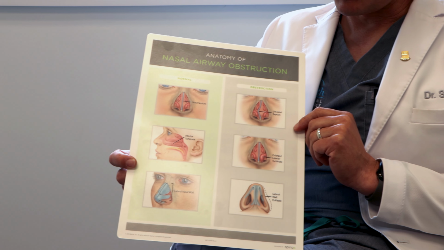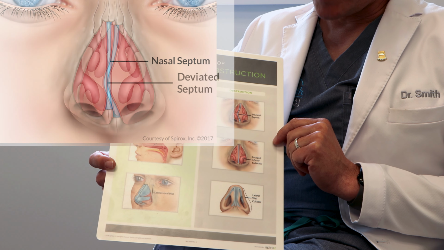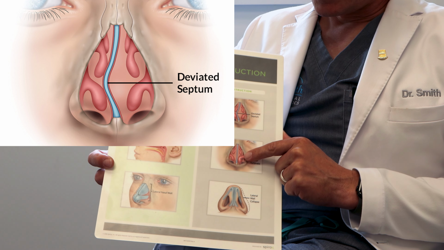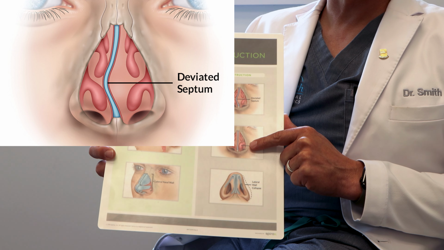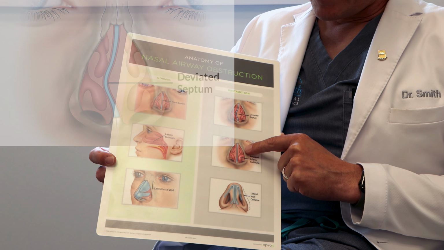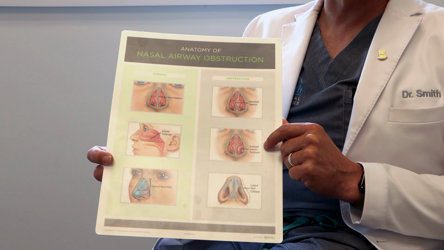This cartoon here represents a straight septum versus a deviated septum, and a septum is made up of 3 bony elements and 1 cartilaginous element, and any of those elements can be deviated or cause obstruction. It's a very straightforward procedure in most instances to correct.